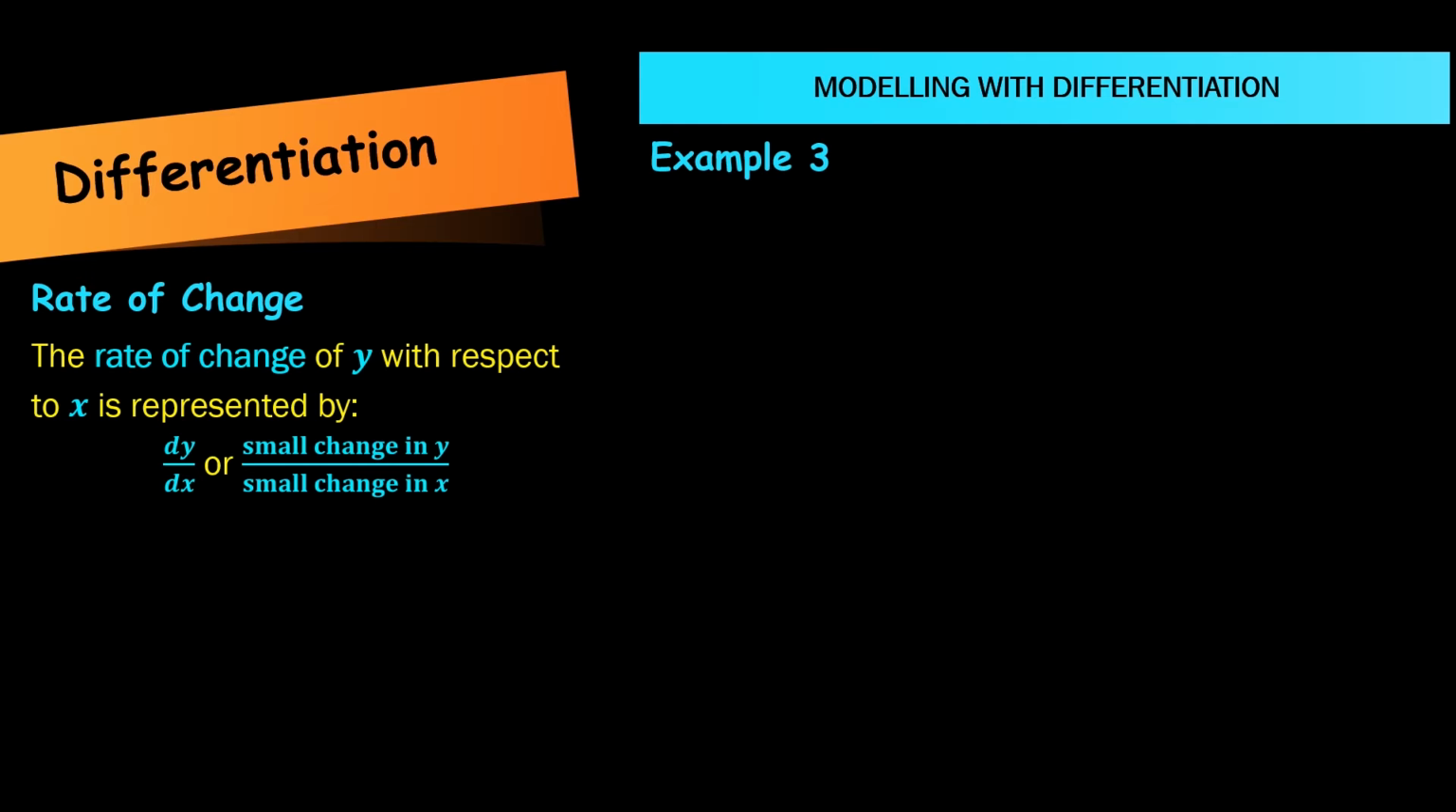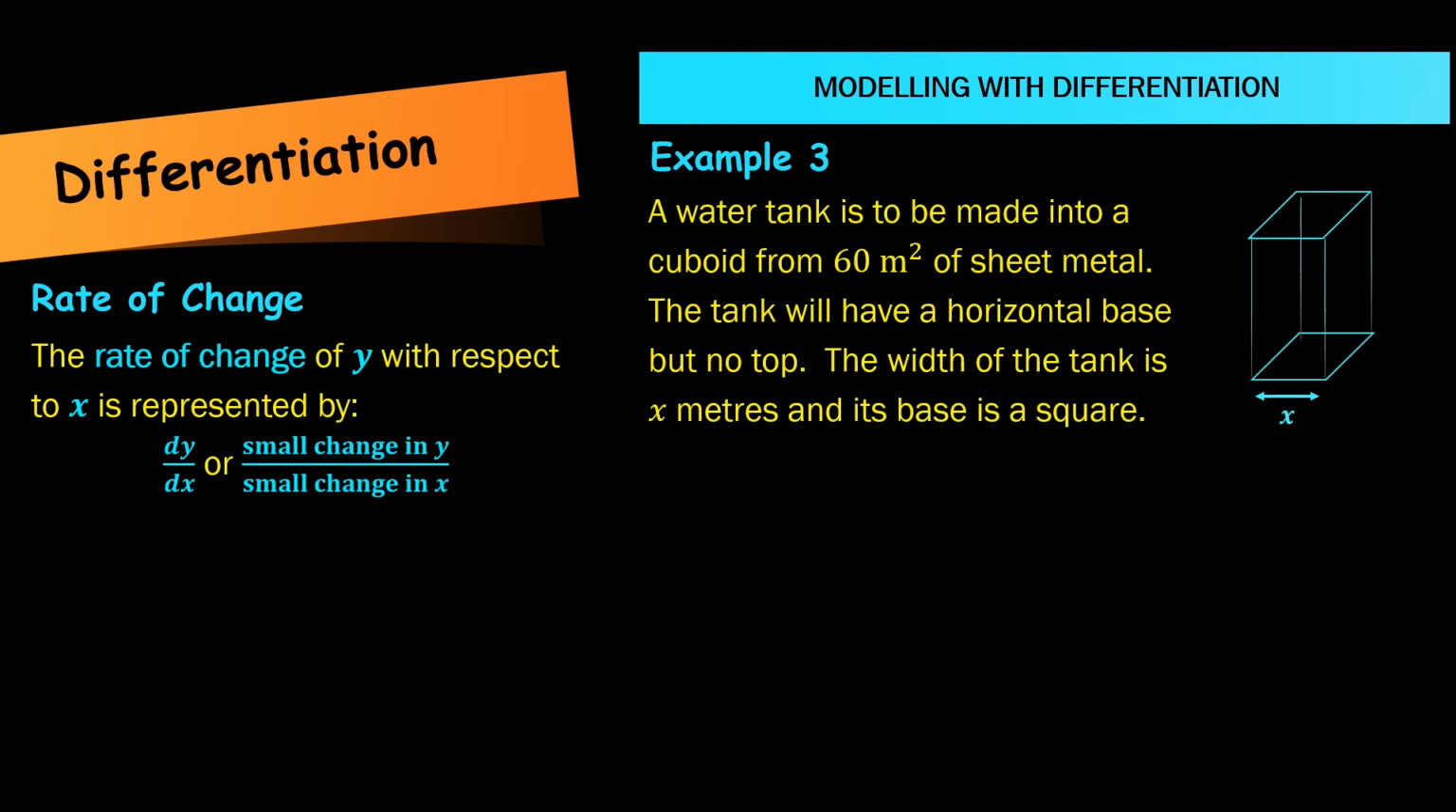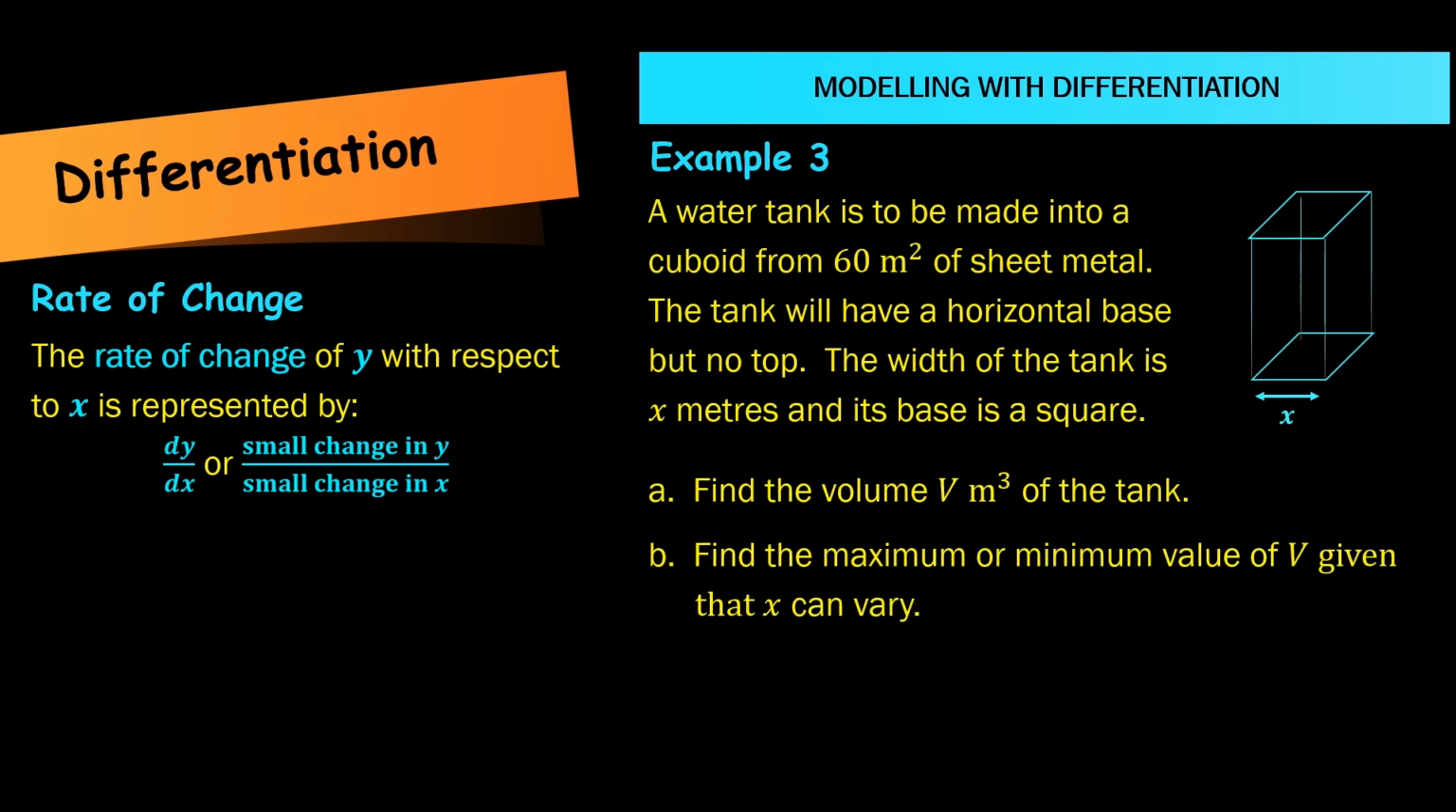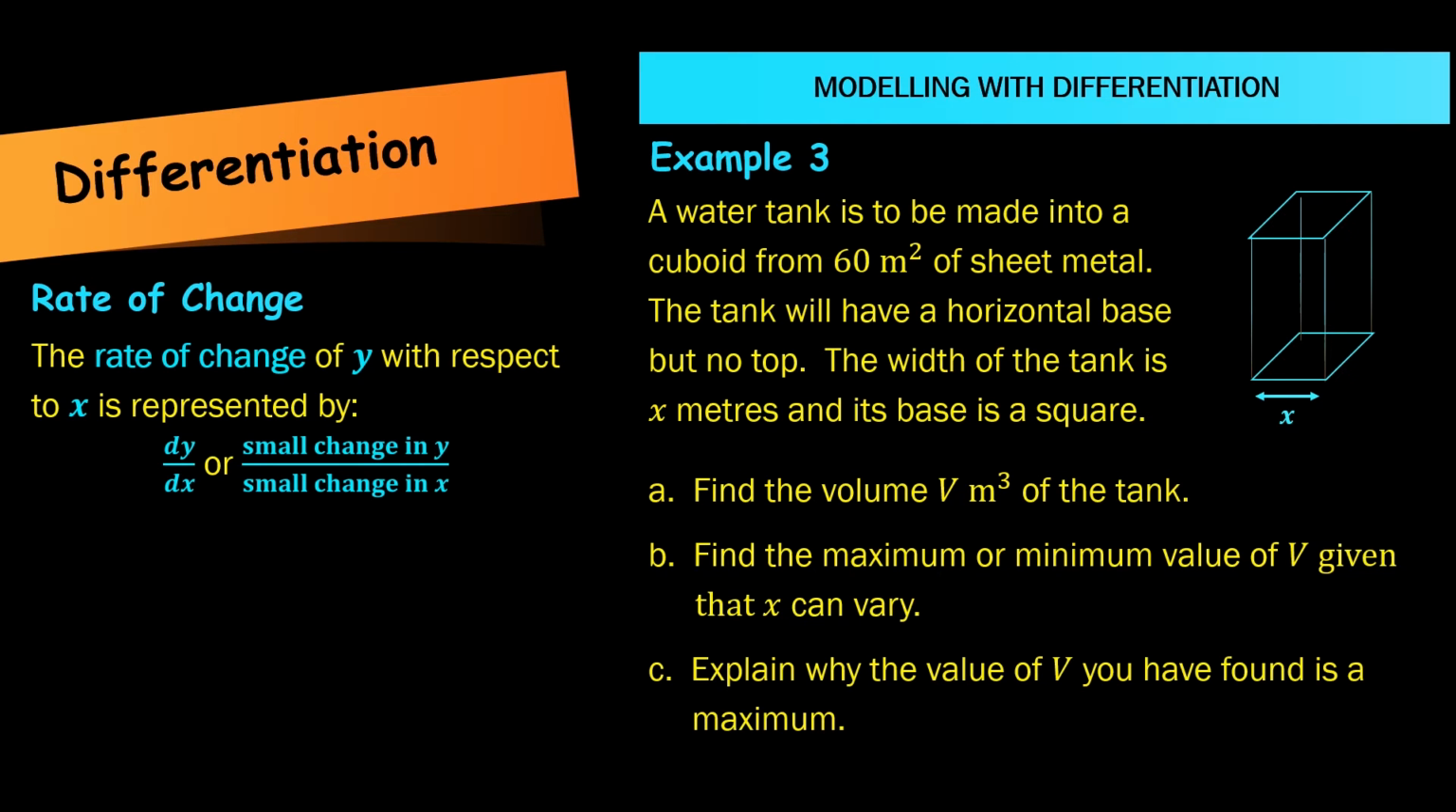Now let's take a look at another example. A water tank is to be made into a cuboid from 60 meters squared of sheet metal. The tank will have a horizontal base but no top. The width of the tank is x meters and its base is a square. Firstly, find the volume V meters cubed of the tank. Secondly, find the maximum or minimum value of V, given that x can vary. And finally, explain why the value of V you have found is a maximum.